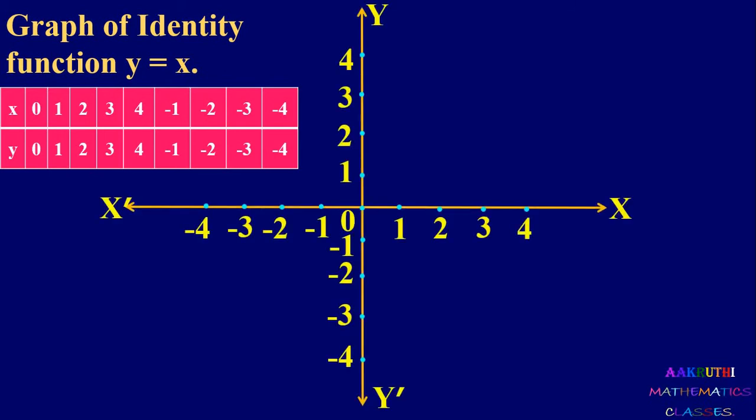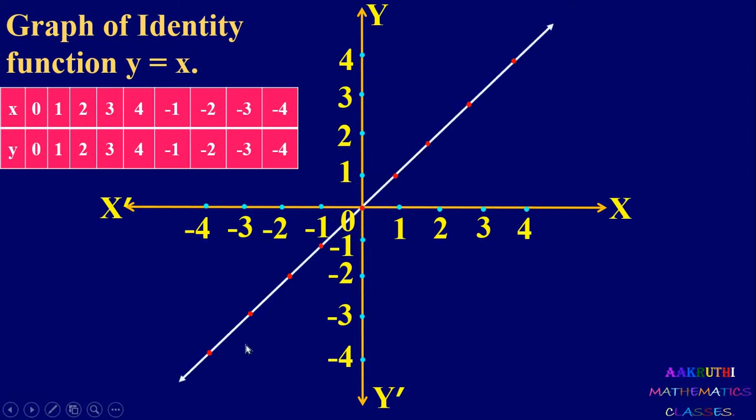So we draw the graph. We take x and y axis. When x equal to 0, y is also 0. When x equal to 1, y is 1. When x equal to 2, y is 2. When x equal to 3, y is 3. When x equal to 4, y is also 4. When x equal to minus 1, y is also minus 1. When x equal to minus 2, y is also minus 2. When x equal to minus 3, y is also minus 3. When x equal to minus 4, y is also minus 4.